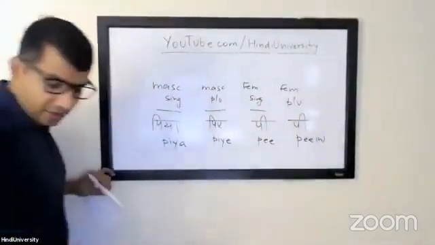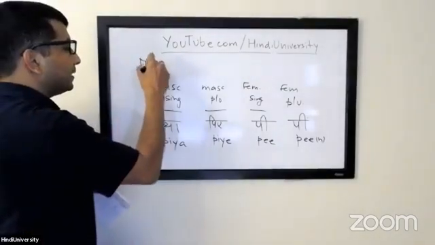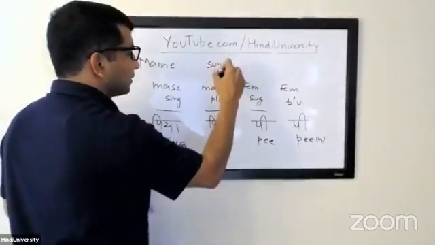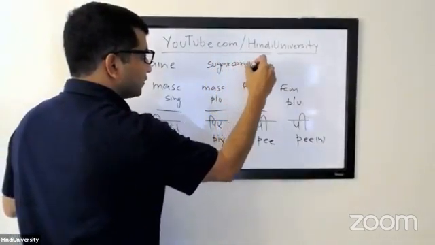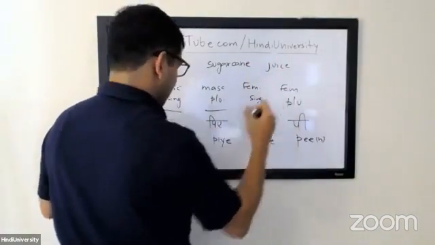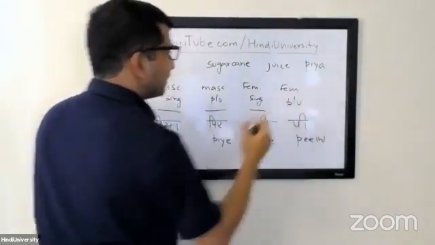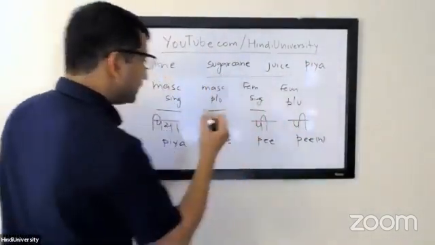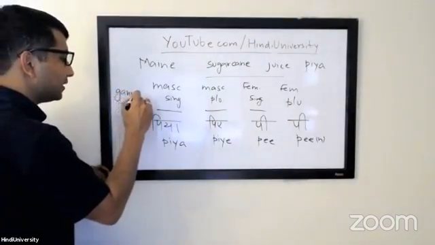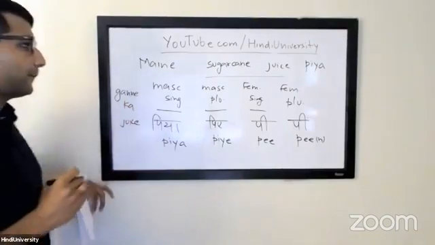So let's say I'm drinking a juice, right? So I can say maine. Let's say sugar cane, which is the common one, right? So maine sugar cane juice, because it's considered masculine singular, pia. Maine sugar cane juice pia, or in Hindi, sugar cane is ganna, right? So ganne ka juice pia.